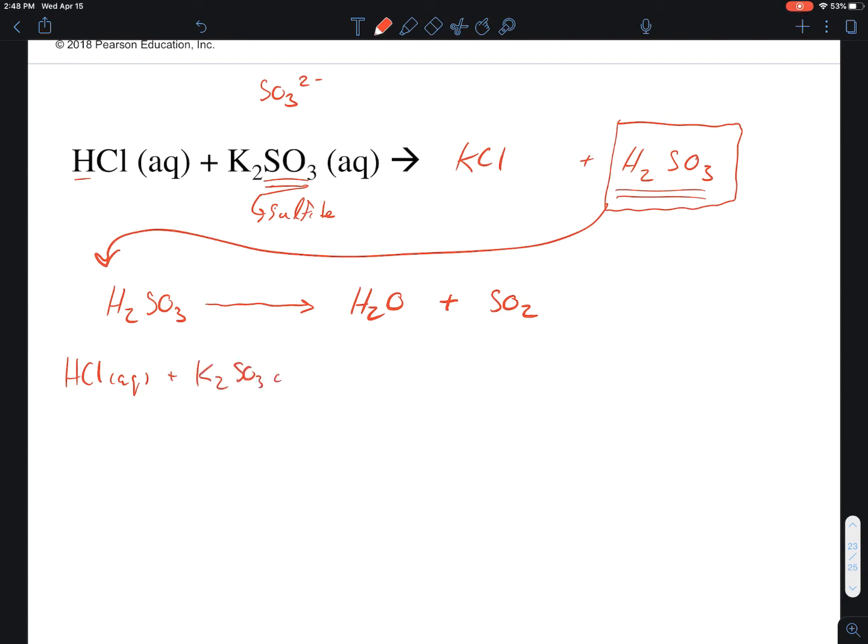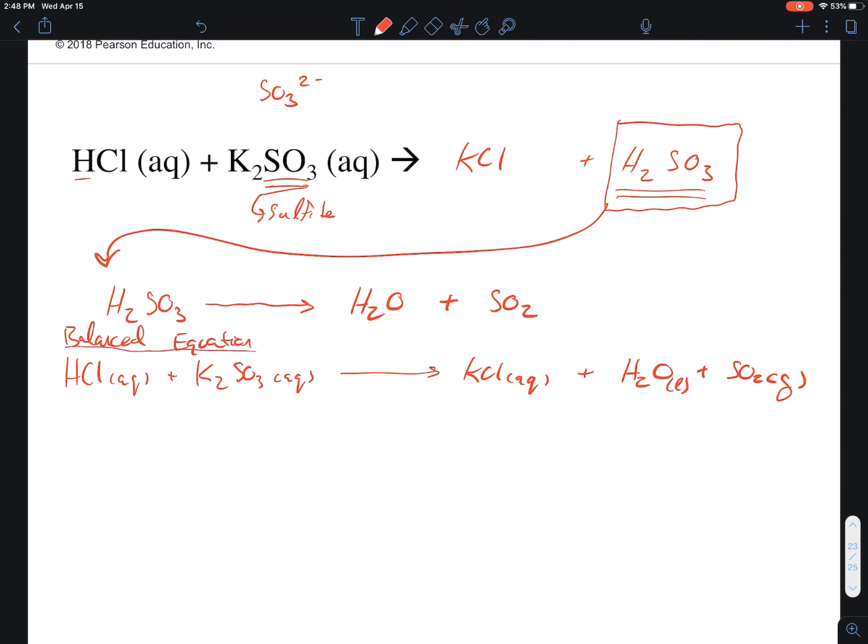aqueous plus K2SO3 aqueous going to form KCl, which is going to be aqueous if you consult your solubility rules, plus H2O, which is going to be a liquid, plus SO2, which is a gas. It ends up being a gas. So this is your balanced equation.